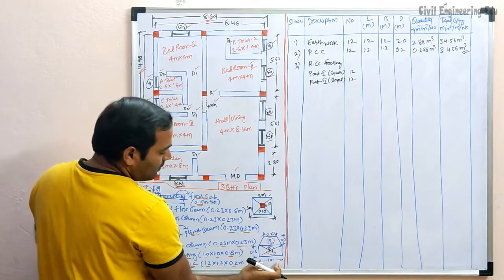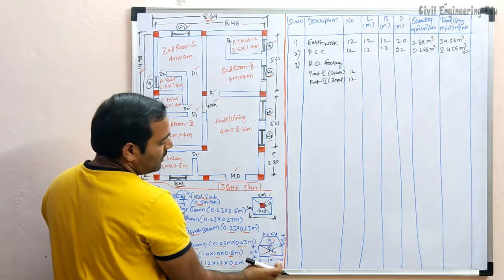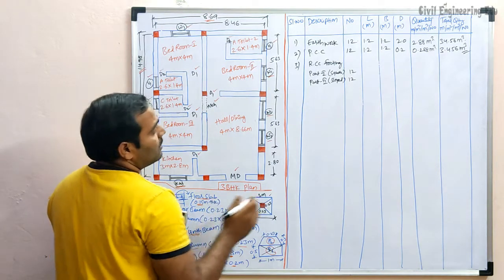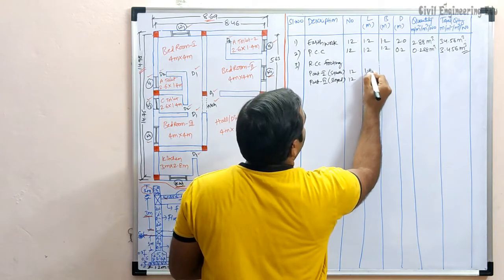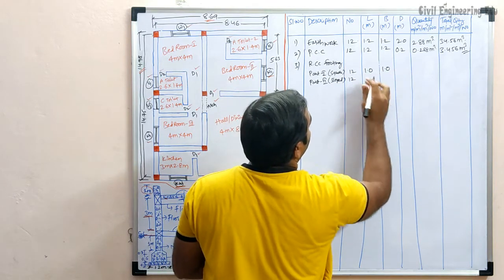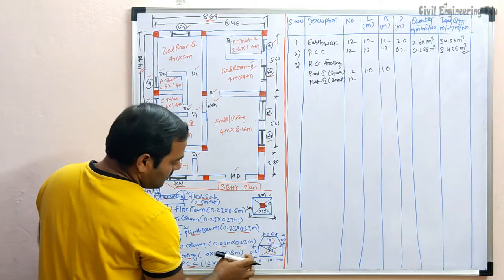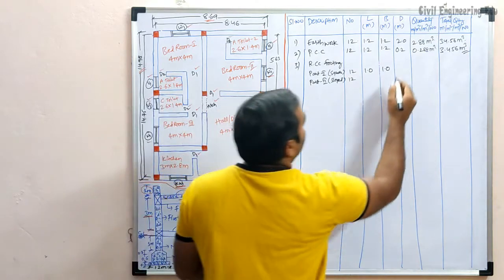So for the dimension of footing, it is 1 meter by 1 meter, as shown here. So for the square portion, 1 meter by 1 meter, and what is the depth here? Here it is 0.5 meter.